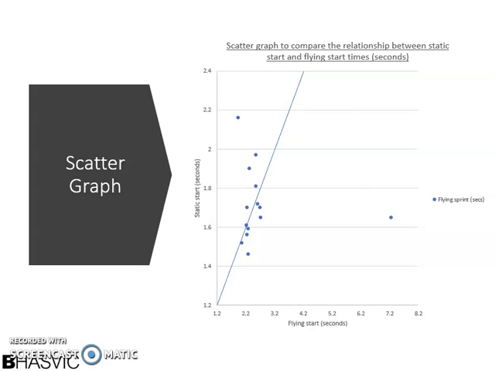And as you can see, this line shows a positive correlation, which means as the flying start scores increase, so do the static start scores in seconds for all the participants. As you can see though, it's important to mention that there's an outlier on this example of the scatter graph. Usually researchers ignore the outlier because it's a bit of data that isn't relevant to the rest of the data set.